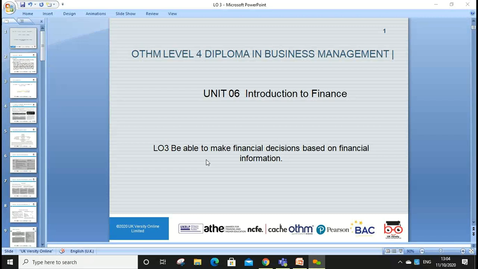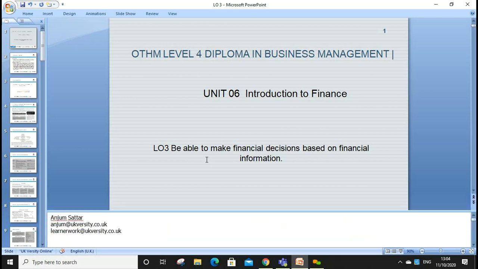Okay, welcome everyone. We'll start our lesson 3, learning outcome 3, which is about being able to make financial decisions based on financial information. So we'll go through where we can get the financial information, what is meant by financial information, different sources of financial information, why financial information is important, and what sort of decisions we can make based on the financial information. So okay, we'll start.